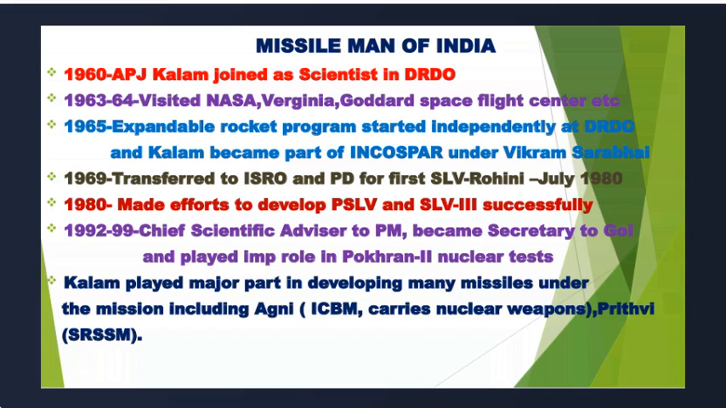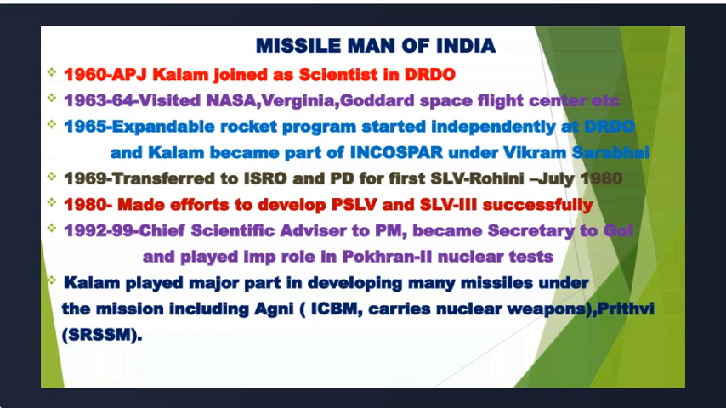From that time, his progress continued like this. In 63, 64, he visited NASA. What is NASA? National Aeronautics and Space Administration. That is the authentic, official organization of America for space and research, right? Virginia, Goddard Space Flight Center. Robert Goddard was the person who developed the latest rocket, okay? After his name, a space flight center was named Goddard Space Flight Center. Normally, space shuttles are launched from this place. Space shuttle. What is a shuttle? I will discuss later.